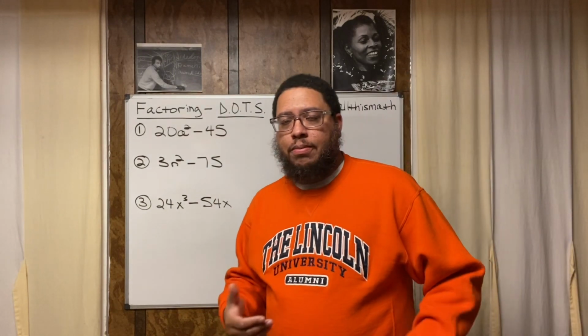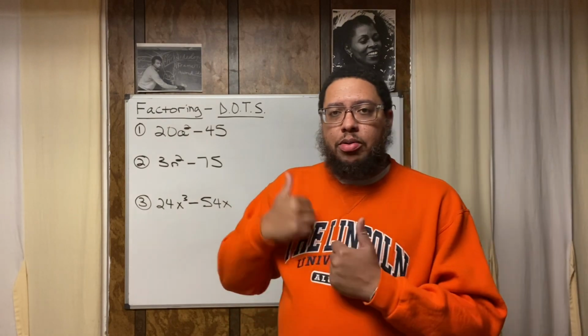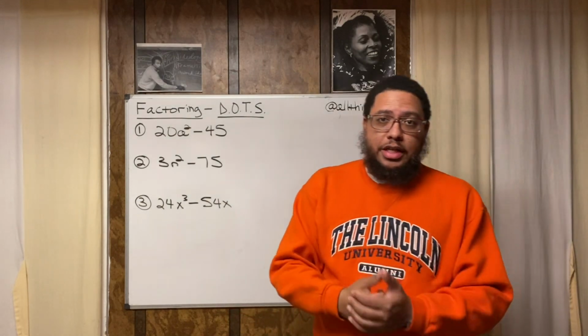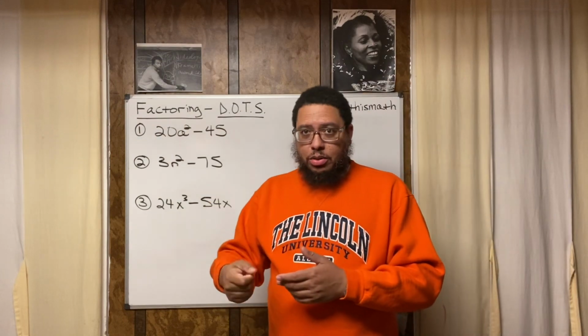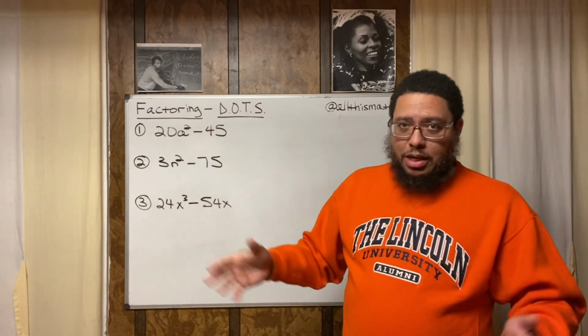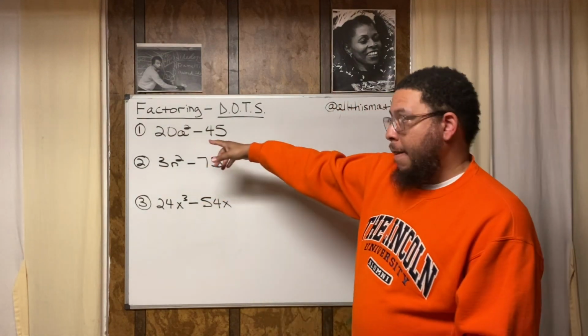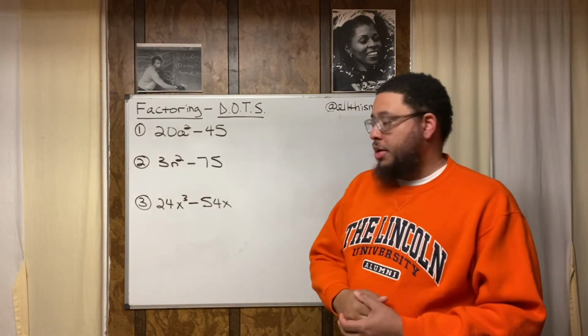But in this situation, you got to find a GCF and pull that GCF out. Once you pull the GCF out, that's like the key. You're unlocking it, and then you can do some other type of factoring. So look at number one, 20a squared minus 45, right?